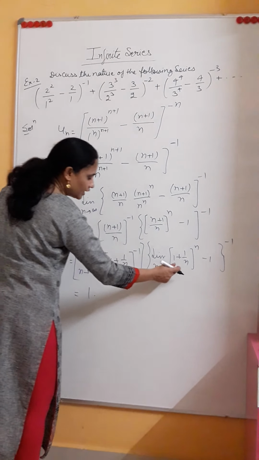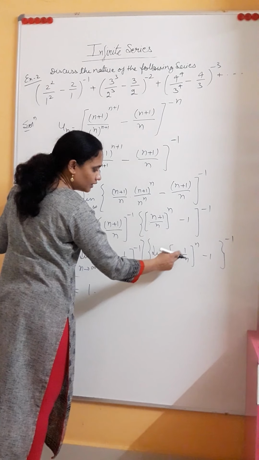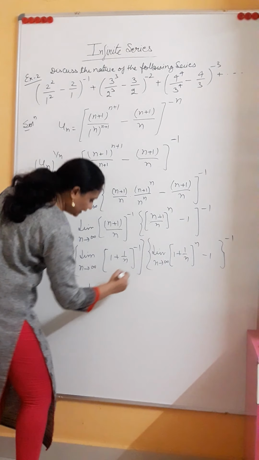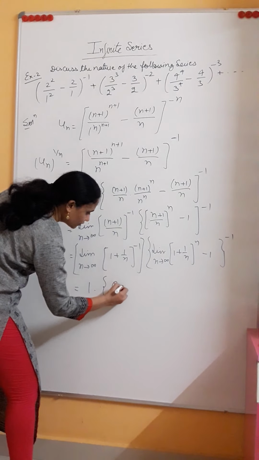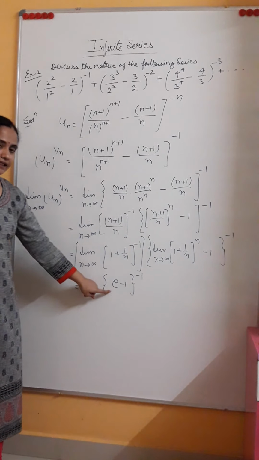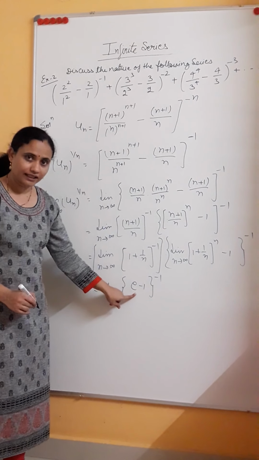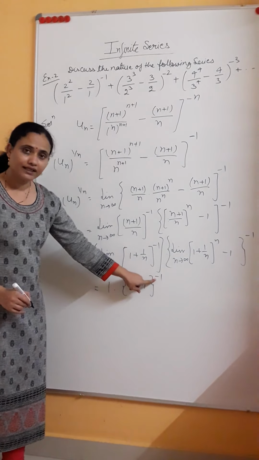Now let's check what we are getting here. As we know that limit n tends to infinity, 1 plus 1 by n power n is e. So we get e minus 1. Minus 1. And what is e? e is greater than 1. So this value is greater than 0. But here it is minus 1.